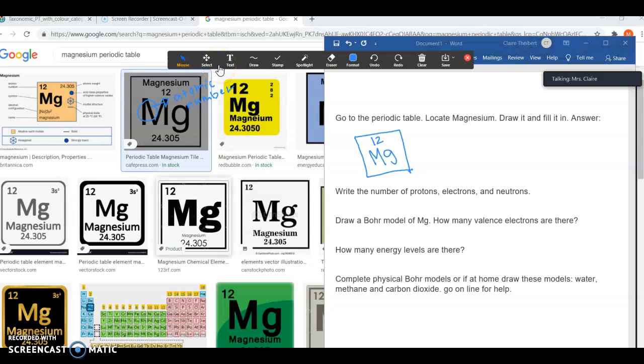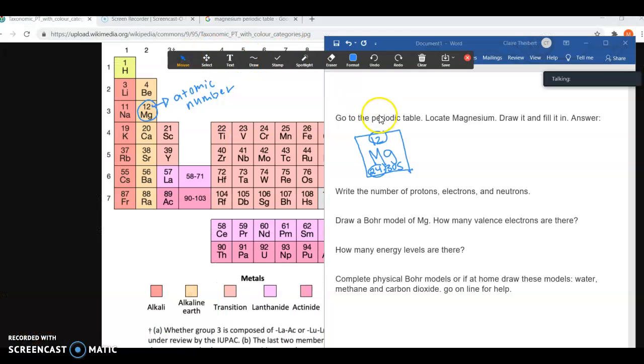This is going to be the atomic weight down here, the 24.305. So that's the atomic weight. So we're going to write 24. I'm just dropping the 0.305, we're just going to look at the 24 to keep it simple. Okay, so we have our magnesium. We're drawing it. We're putting magnesium, 12 as the atomic number and 24 as the atomic weight.